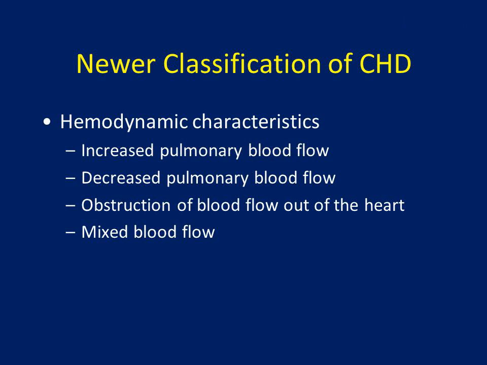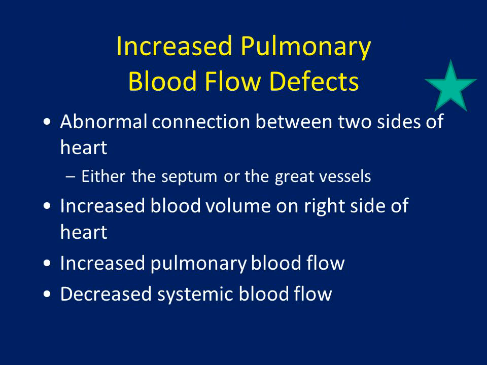Obstructive defects: decreased blood flow out of the ventricles. Obstructed left heart causes CHF. Obstructed right heart causes cyanosis. Mixed blood flow depends on the degree of mixing. May have hypoxemia with or without cyanosis. May have CHF also.